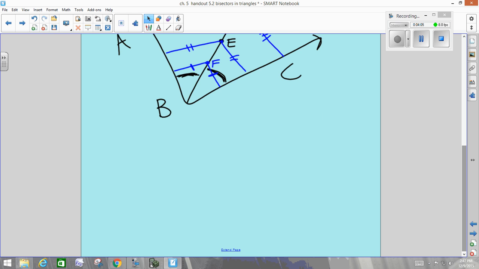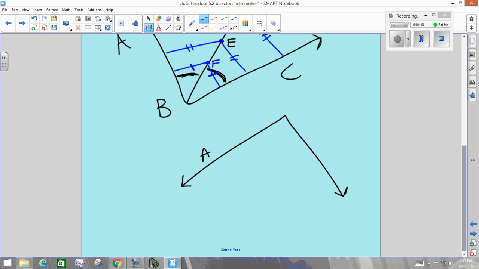Cool. Converse. If you have an angle and a point in the interior of it, P is on the inside of the angle, and the distance from P to each side of the angle is the same, then you can conclude that PB is an angle bisector. So if you have a point on the inside of an angle and it's the same distance from each side, then it's got to be sitting on the angle bisector. With me? That'll make more sense as we keep going.